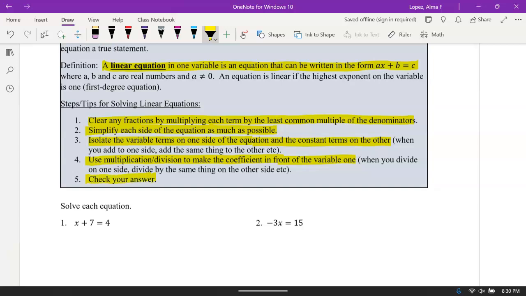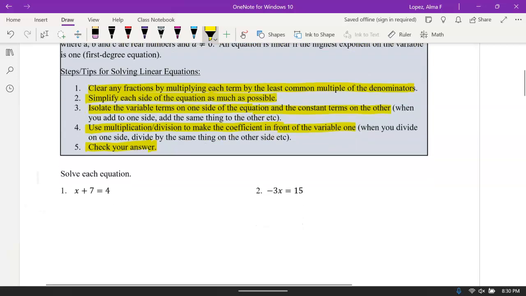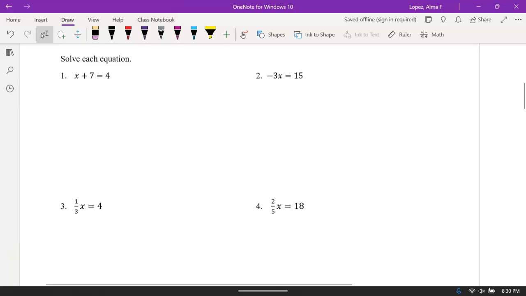And then finally, check your answer. We will check our answer on the first 4 examples, and then after that, I will leave that to you. Let's look at our first one. Now, for consistency, I'm going to solve for the x on the left-hand side. I recommend that you do this also until you are a little bit more comfortable with solving. Now, the idea is that we want to get an expression that says x is equal to the answer. And on this first one, it says x plus 7 equals negative 4.